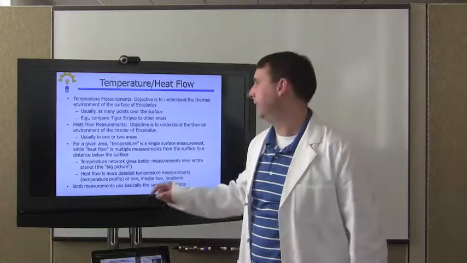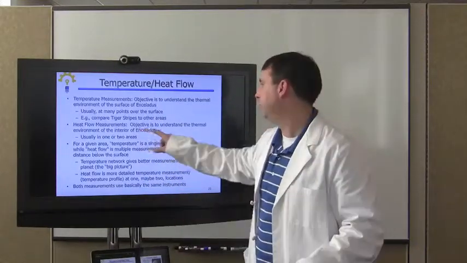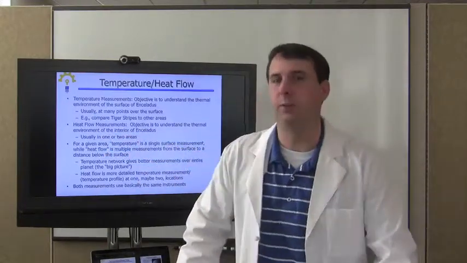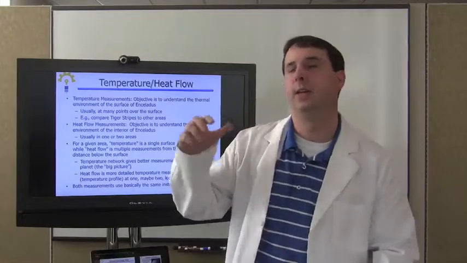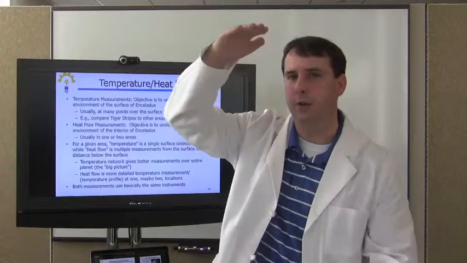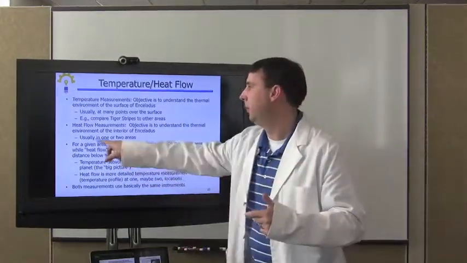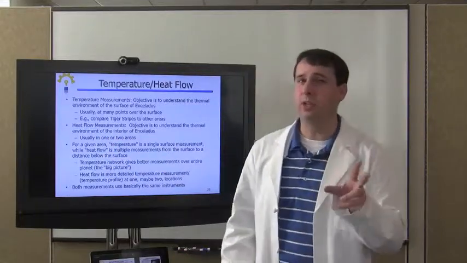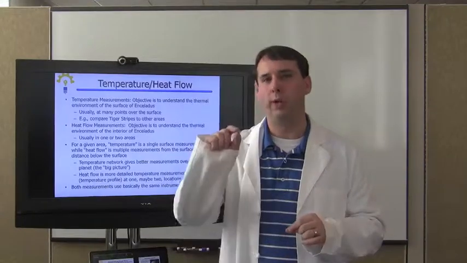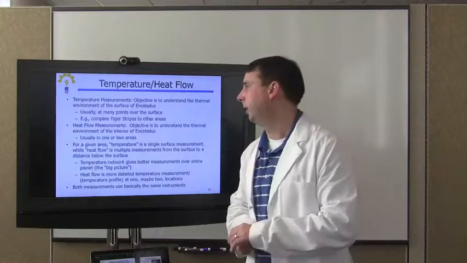Heat flow is more precise. It's more measurements. It's the objective to understand the thermal environment. Basically with heat flow, you want to understand the thermal environment inside of Enceladus. The temperature measurement is a network on the surface. Heat flow is you want to see how the temperature changes as you go deeper down into Enceladus. That's the difference. So usually you have one or maybe two if you're really good. Probably just one though. Point where you measure temperature and you go down deep. Okay, we'll talk about this more in a sec.